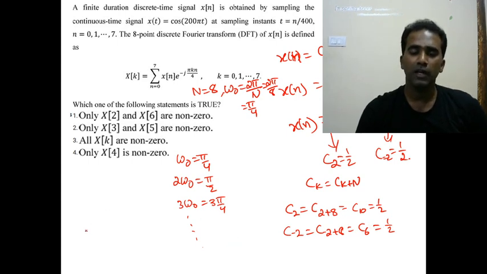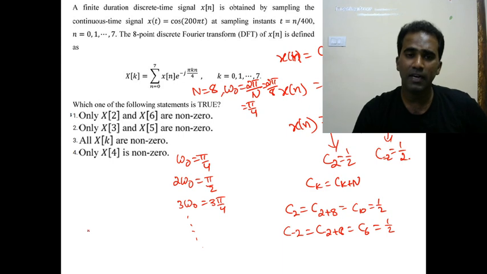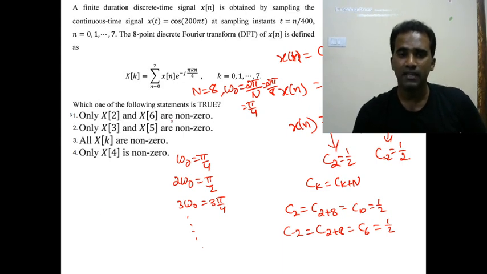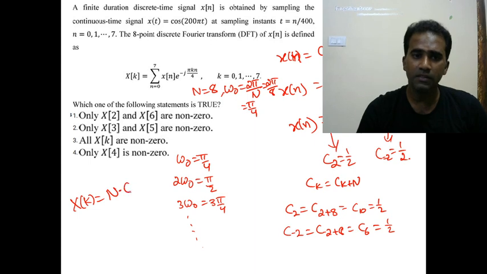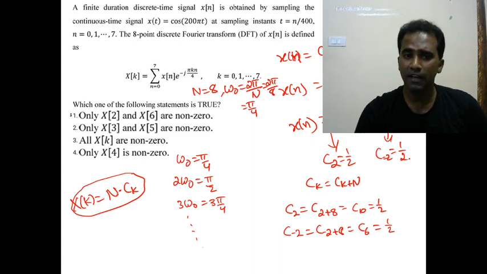If you have listened to my class, I would have started with DTFS, discrete time Fourier series, and then linked it with DFT. The relation between DFT and discrete time Fourier series is very simple: X of k is equal to capital N times Ck. The discrete time Fourier series coefficients are Ck. If you multiply them with the capital N value, the number of samples, you get capital X of k, which is the DFT.